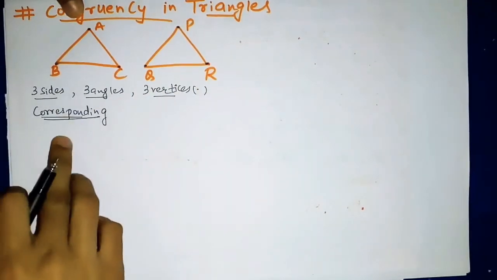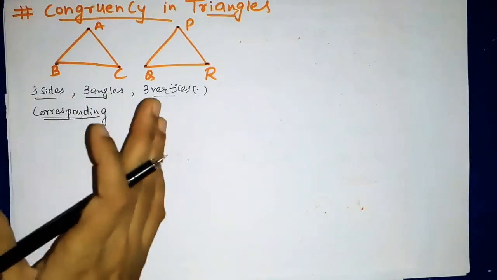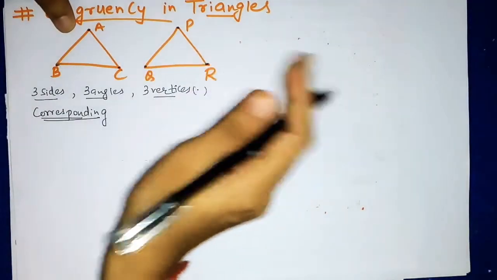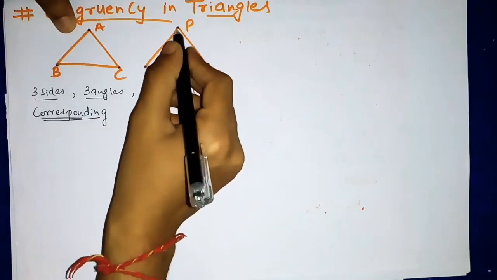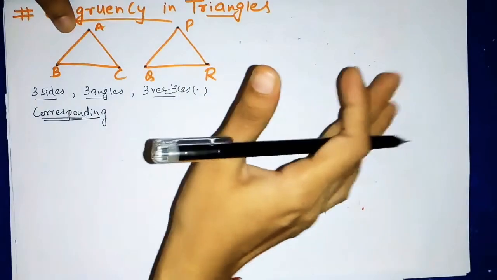Corresponding. Okay, now what is the meaning of corresponding? Corresponding means we have to see the position of the side. For example, if AB is equal to PQ, if AB is given equal to PQ, then AB and PQ, these two will be the same, and they both are corresponding.